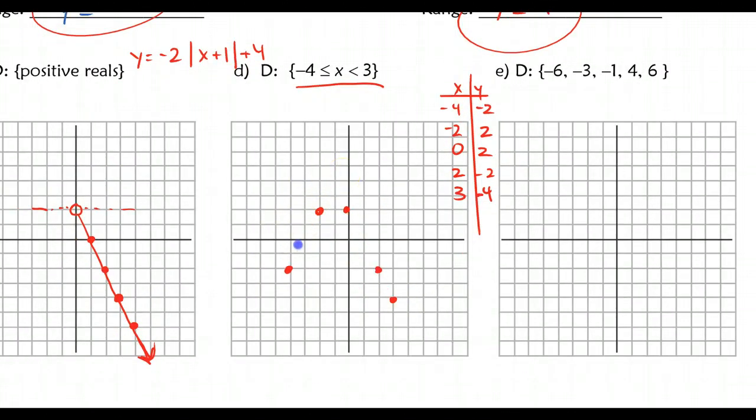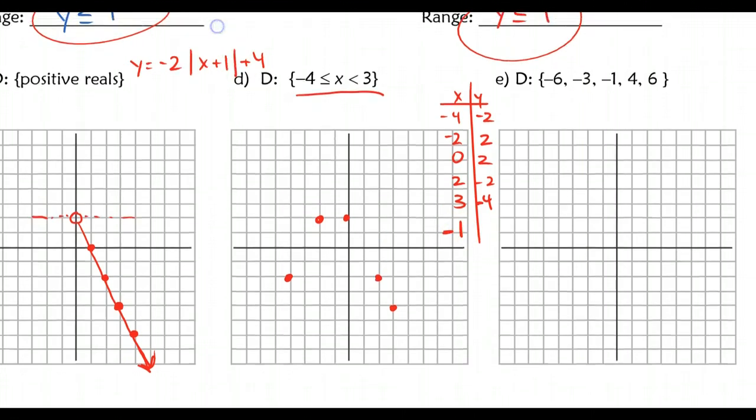So that's why you probably don't want to skip values until you're really good at this. So I need to at least plug in -1 here. Remember, -1 is what would make the inside of this equal to 0, so that's where I'm going to find where my V is. So I plug in -1, and I get +4 here. So 1, 2, 3, 4. Now I have a better V shape.